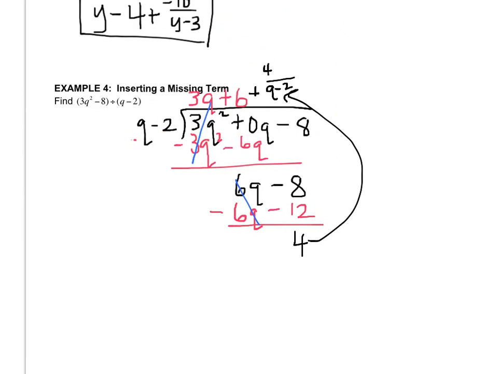I'm just going to write the answer separately: 3q plus 6 plus 4 over q minus 2.